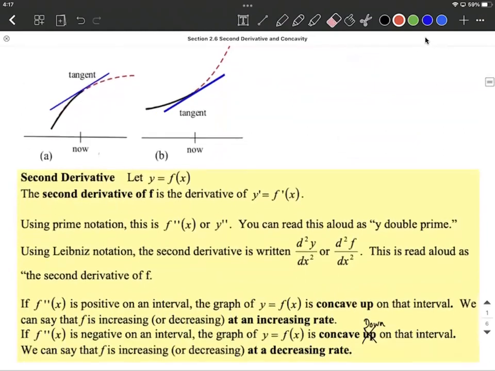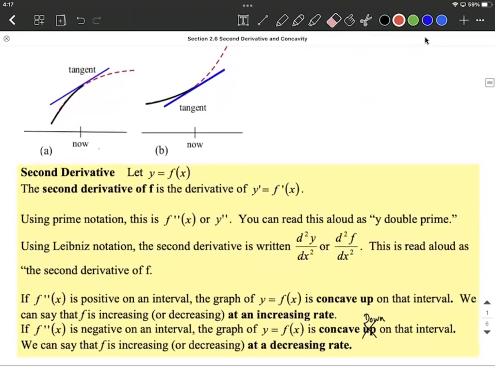So the second derivative, a little bit of notation here. Basically, the second derivative is just taking the derivative of the derivative. All right, so a lot of times we have to start with the original function, take its derivative, the first derivative, and then take the first derivative's derivative. All right, so that'll give us f double prime of x, or y double prime if you want to read it that way, or our Leibniz notation looks like this.